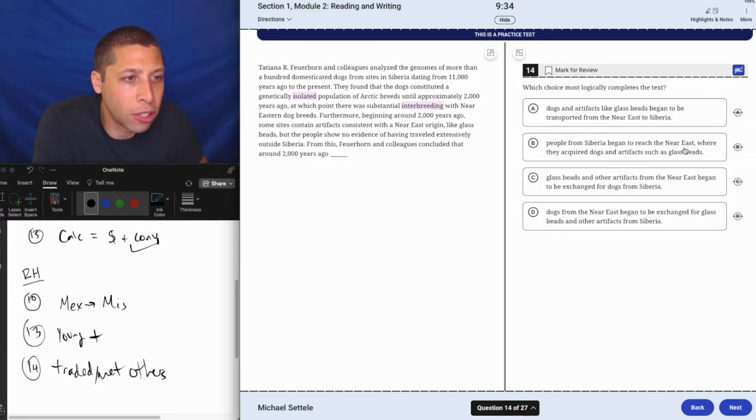People from Siberia began to reach the Near East where they acquired dogs and artifacts such as glass beads. Okay, so these are opposite. So let's keep going for now. Glass beads and other artifacts in the Near East began to be exchanged for dogs.